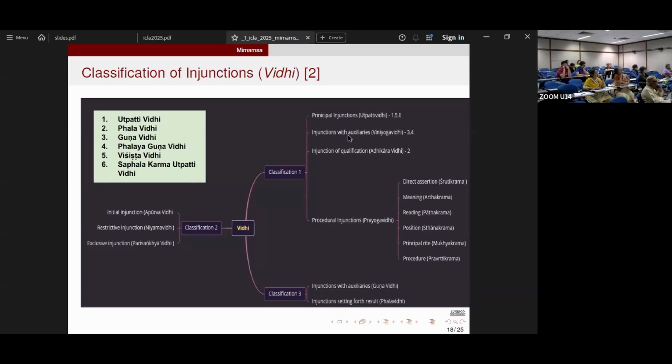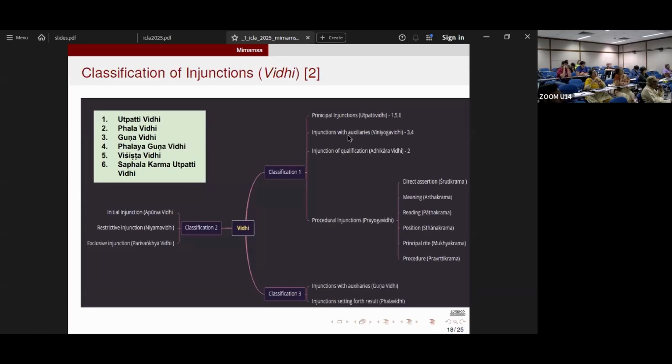So that's the Niyama Vidhi. So Parisankhya Vidhi is an exclusive injunction. That is, when you have a particular statement, it says something else is not to be done. Okay, it's not talking about what has to be done, but it talks about what should not be done. So it's an exclusive kind of injunction. So you have a restrictive injunction and an exclusive injunction. So this is another classification that we have.